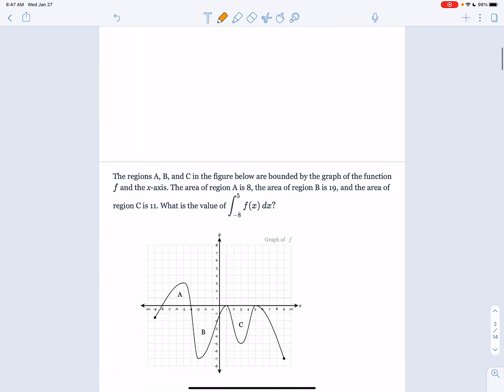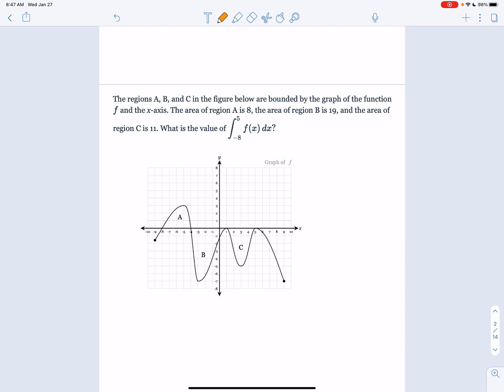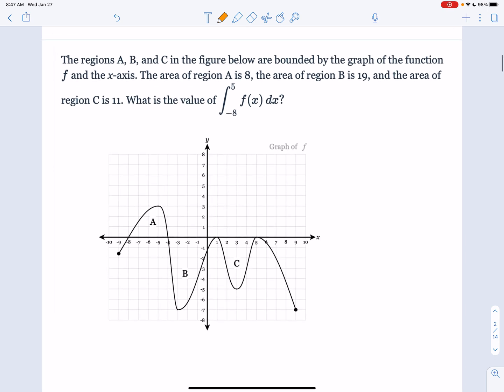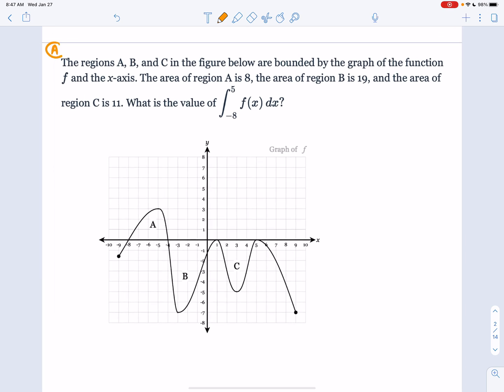So here we go. Again, print this out so you don't have to write it out because there's a lot to write if you do. Okay, so here in example A, they give you a few facts. They give you regions A, B, and C in the picture here. And specifically, they tell you that the area of the region is 8, 19, and 11 respectively.